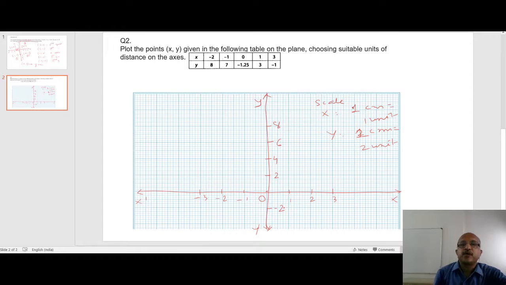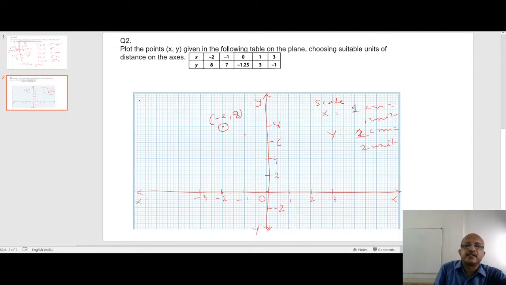Okay, we have to plot these points. So first -2 and 8. So x is -2 and y is 8. Wherever both are intersecting, that is our point -2, 8. Always the x coordinate comes first, remember. Now -1 and 7. So this is -1. Now see, its half will be 7.